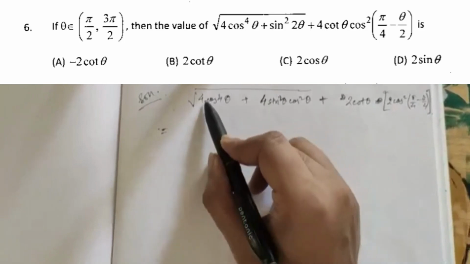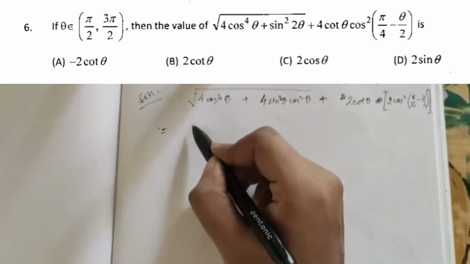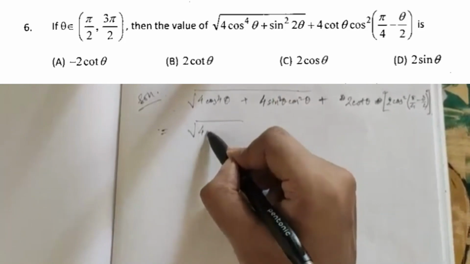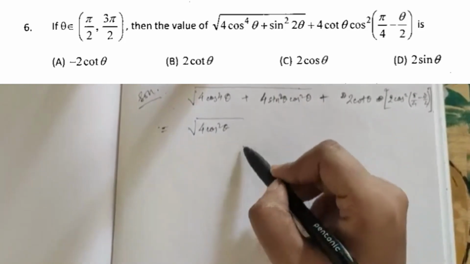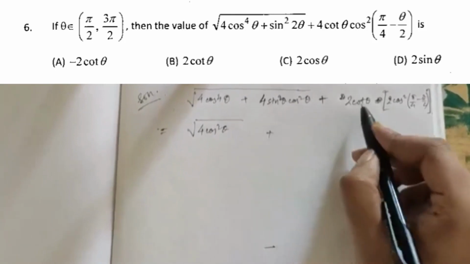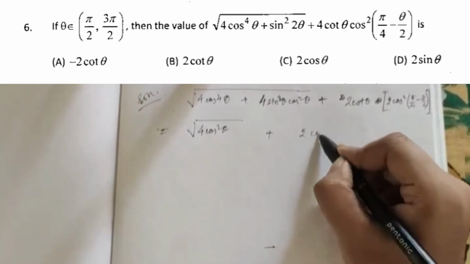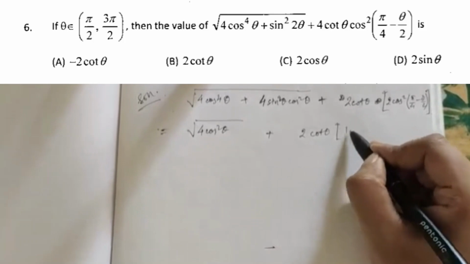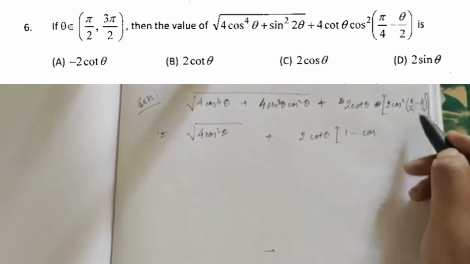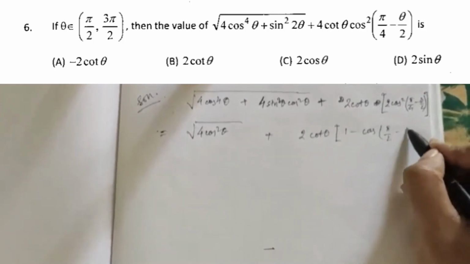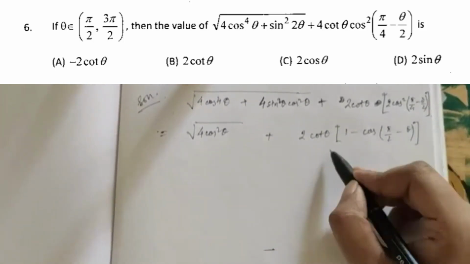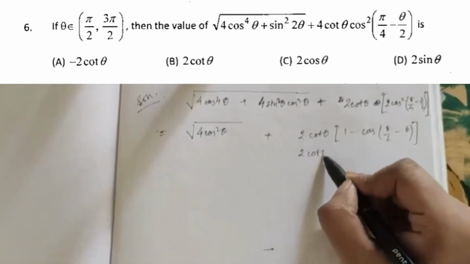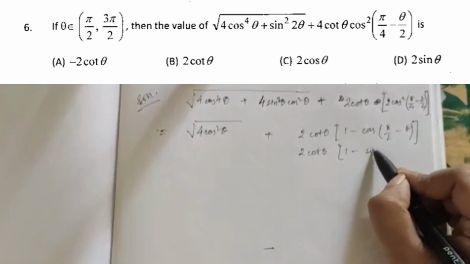From here, if we take 4 cos square theta common, then we will be left with 4 cos square theta into sin square theta plus cos square theta, which is equal to 1. So that's why I am not writing it. Here it will be 2 cot theta into 1 minus cos 2 theta. So cos 2 theta will be here cos of pi by 2 minus theta, which we can write as sin theta. That means it will be 2 cot theta into 1 minus sin theta.